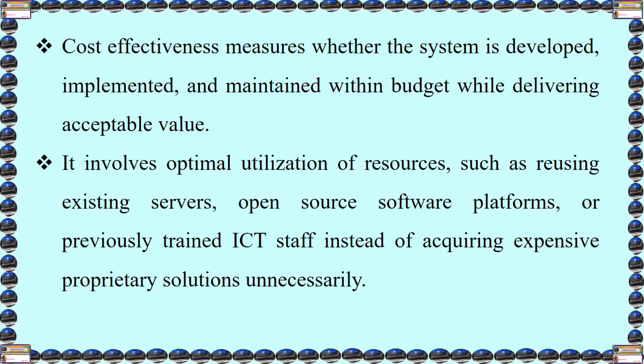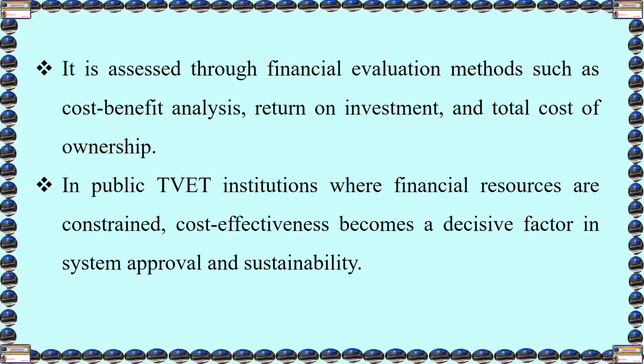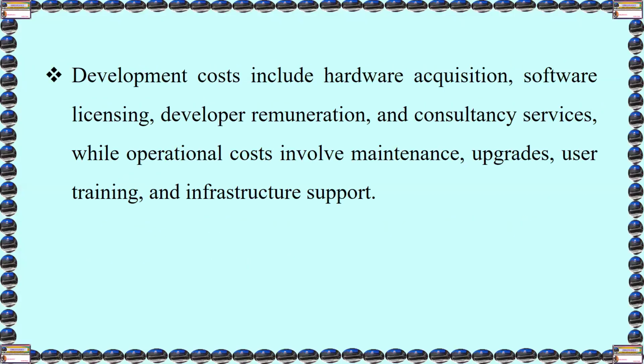It involves optimal utilization of resources, such as reusing existing servers, open source software platforms, or previously trained ICT staff instead of acquiring expensive proprietary solutions unnecessarily. It is assessed through financial evaluation methods such as cost-benefit analysis, return on investment, and total cost of ownership. In public institutions where financial resources are constrained, cost effectiveness becomes a decisive factor in system approval and sustainability.